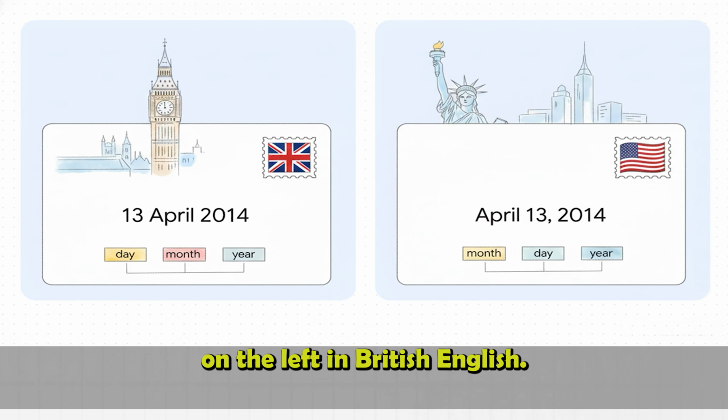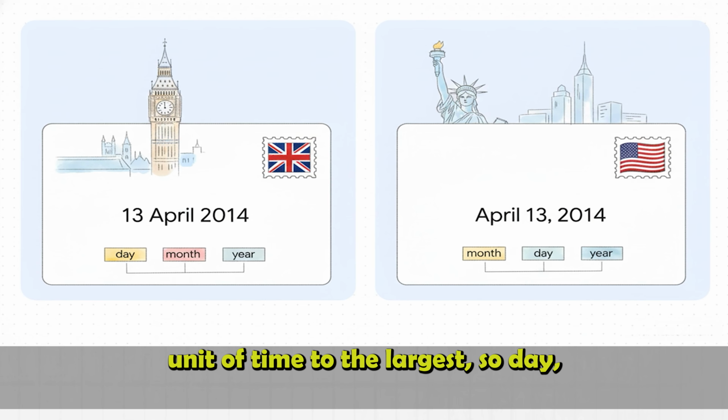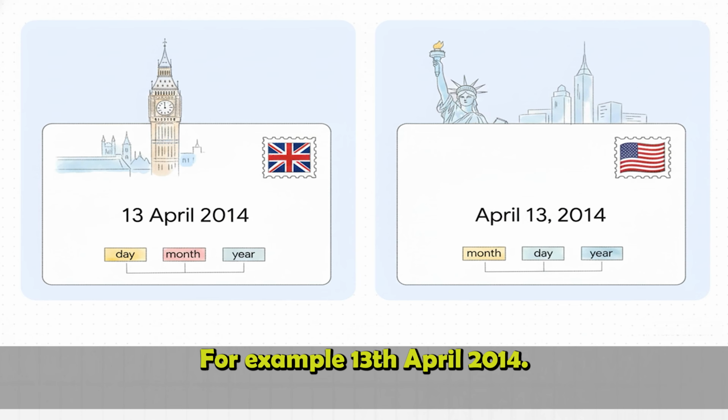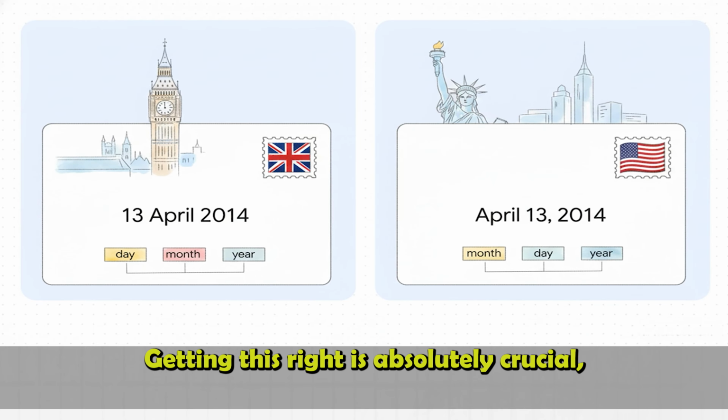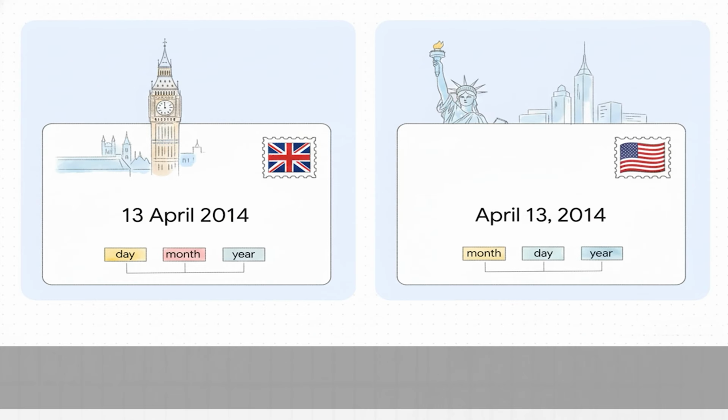On the left, in British English, the format goes from the smallest unit of time to the largest. So, day, then month, then year. For example, 13 April 2014. But on the right, you see the American format, which puts the month first. Month, then day, then year. So, April 13, 2014. Getting this right is absolutely crucial, especially if you're scheduling meetings or booking flights, because it can cause some serious confusion.